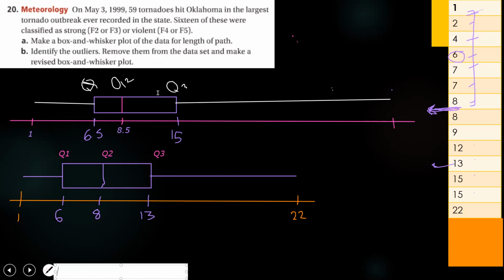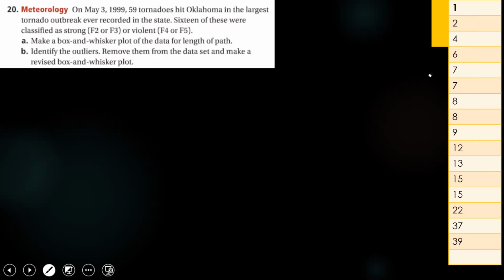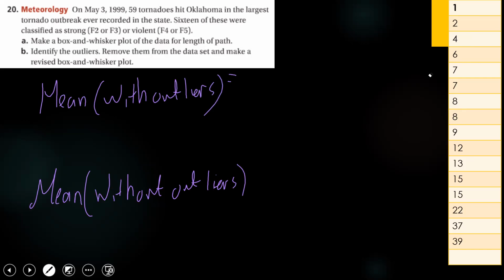Since we have 3 minutes left and I will not start a new lesson, I want you now to find the mean of these data values, with and without the outliers. So here the mean with the outliers, and here the mean without the outliers. To find the mean with the outliers, we have to add them all. Did you start adding them? Or shall I start? Yes, I did it.